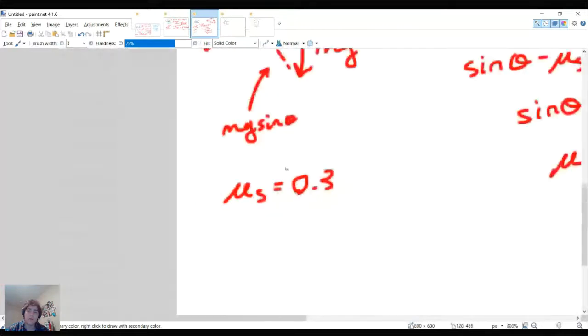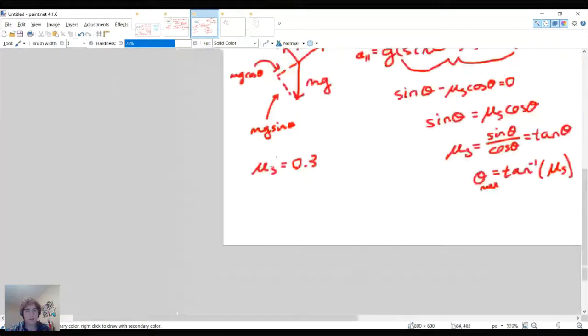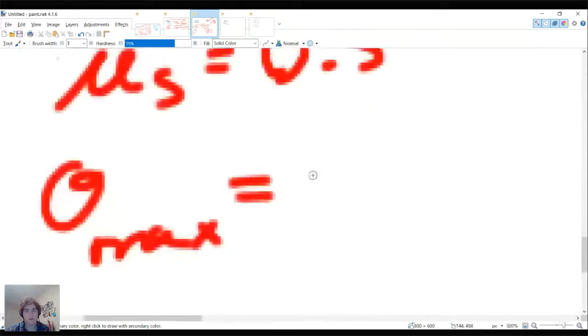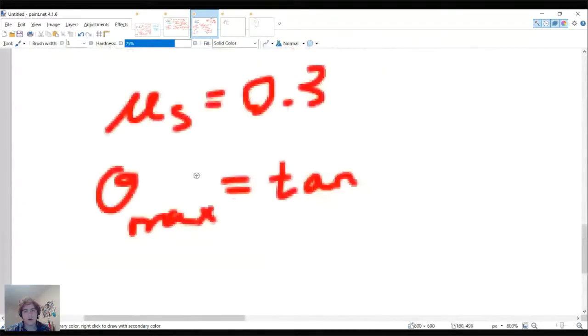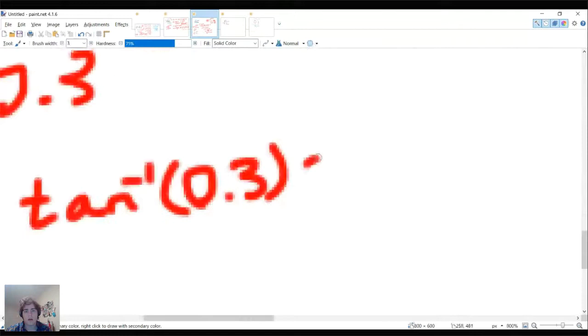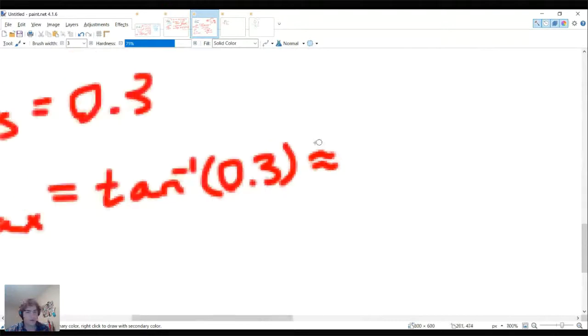That's a reasonable number. So I'm going to do this on my phone. So this means that the maximum theta this can make is equal to the arctangent, or the inverse tangent, whatever you want to call it, of 0.3. And this is about, let's see, arctangent of 0.3, 0.291 radians. So that's times 180 divided by pi. That's about 16.67 degrees.